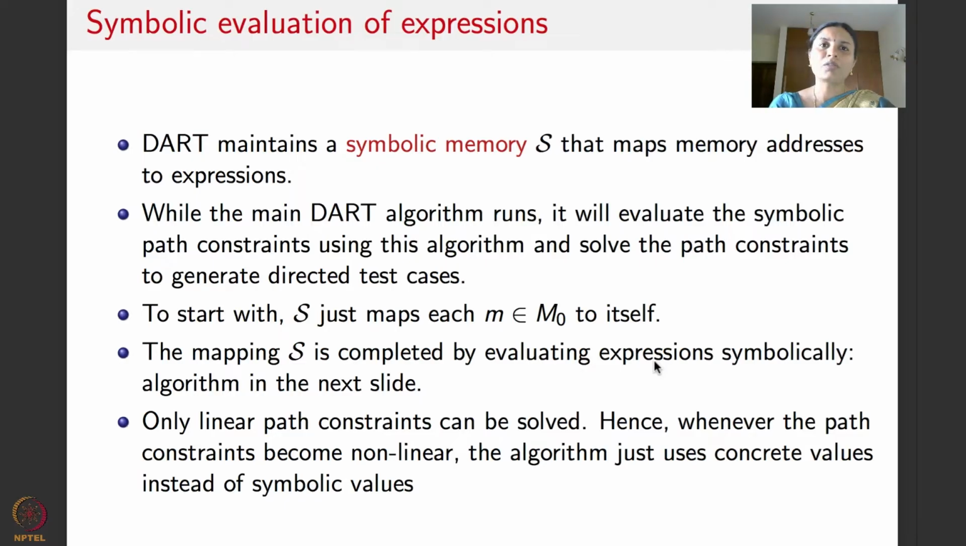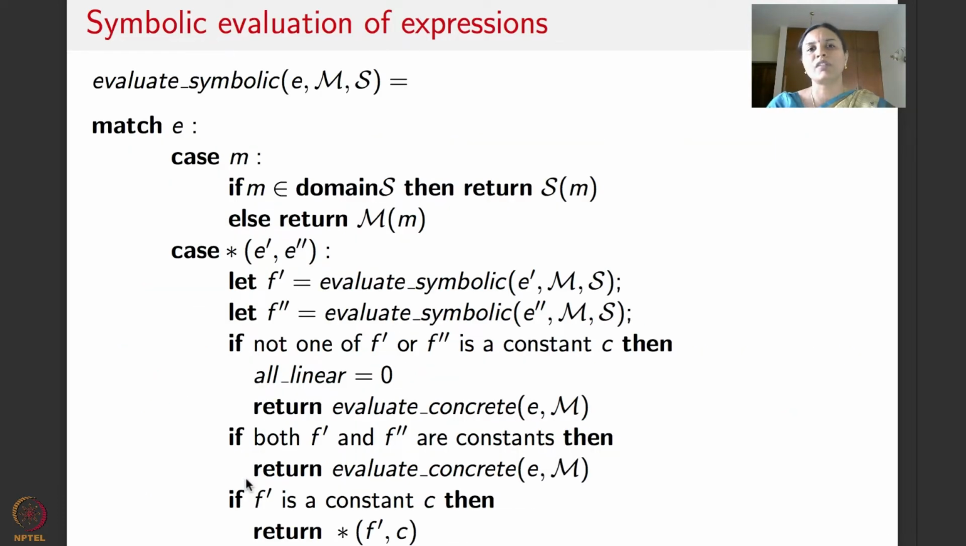So remember this as one of the disadvantages of symbolic testing. Whenever DART encounters a non-linear path constraint, it drops it, in the sense that when path constraints become non-linear, the DART algorithm will directly use the concrete values instead of symbolic values. That's why DART keeps the concrete values at all.